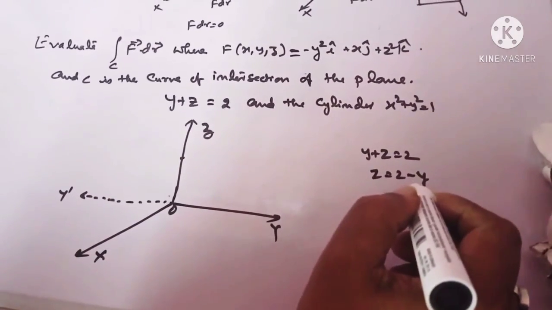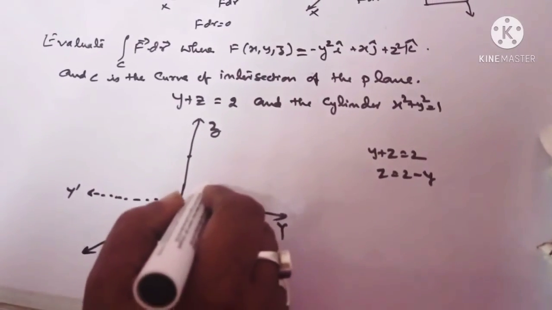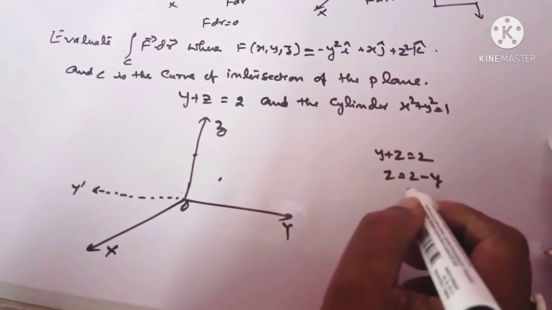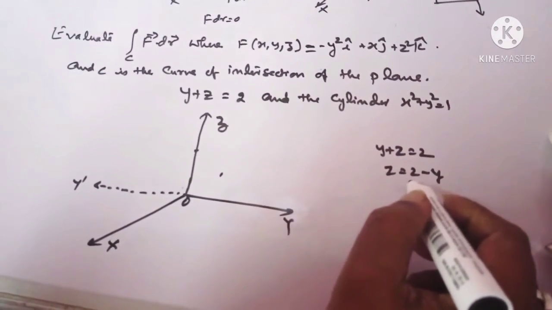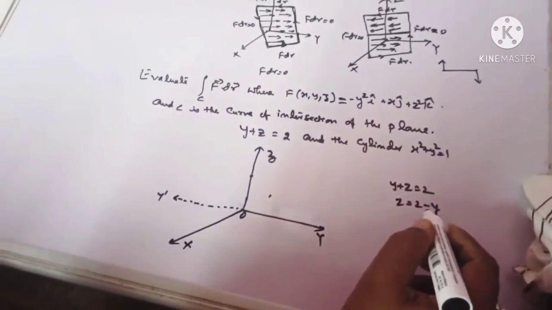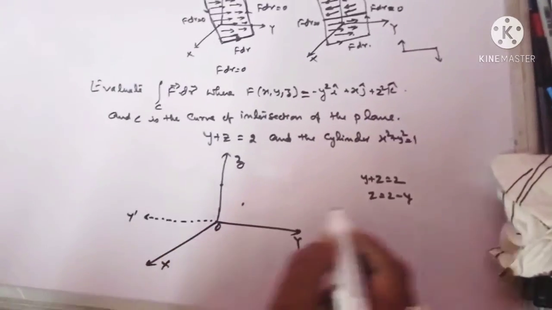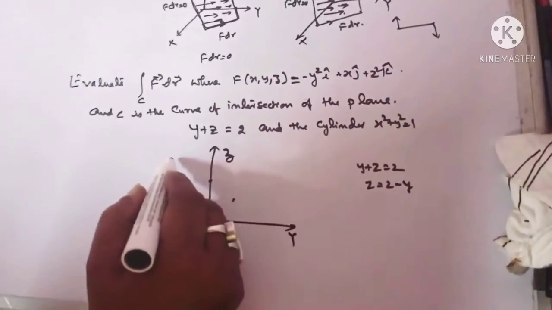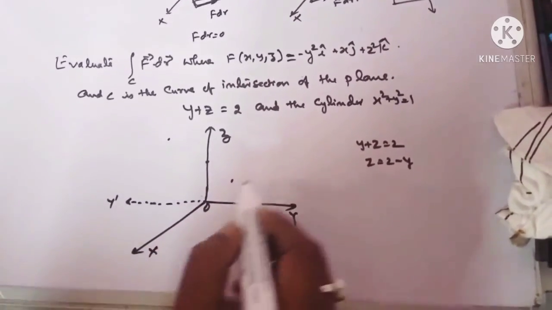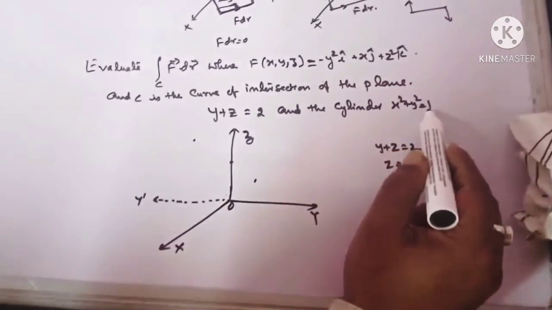Now if you take y = 1, the value of z will be somewhere here. Again, if you take y equal to -1, then the value of z will be somewhere here. So what do you find? At the same time, you see here that x squared plus y squared equals 1.